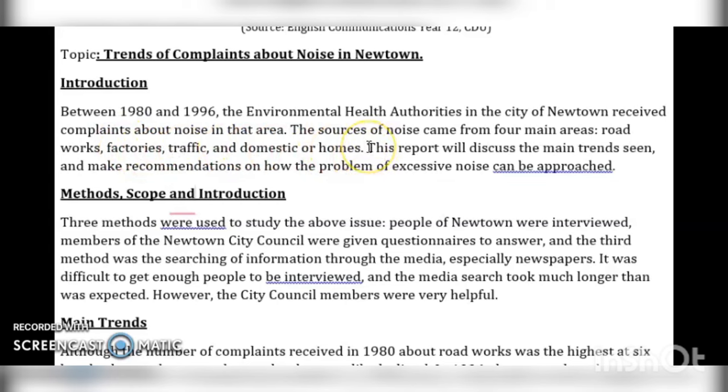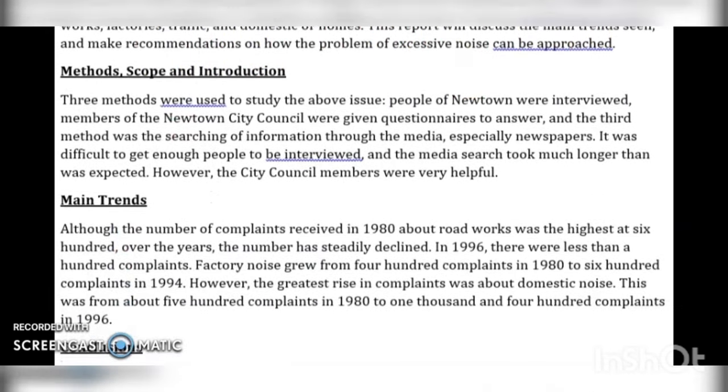Now, this report, remember, students, this is also our thesis. All right, this is also our thesis. So this report will discuss the main trends seen and make recommendations on how the problem of excessive noise can be approached. So you are going to just report what you've seen, make recommendations, and then that will be your last subtopic. Okay, moving on.